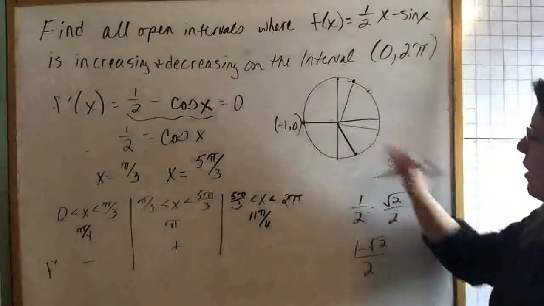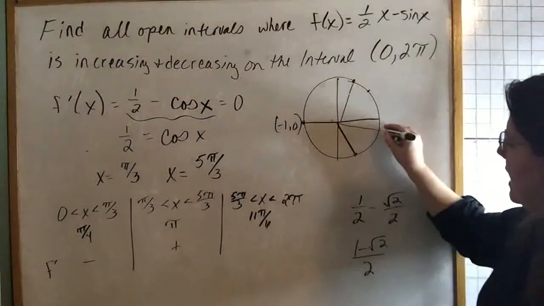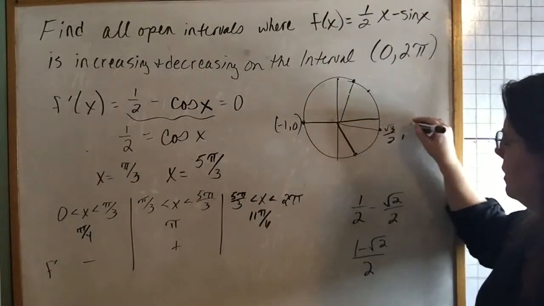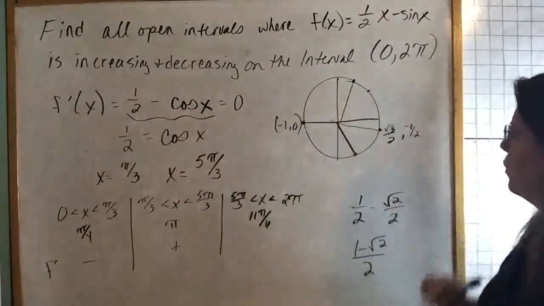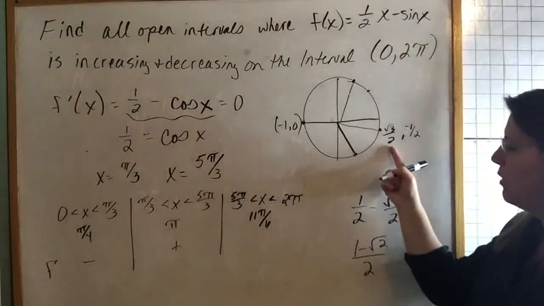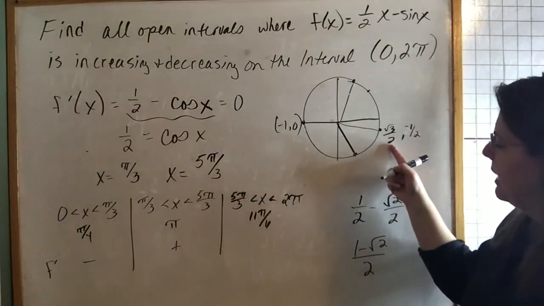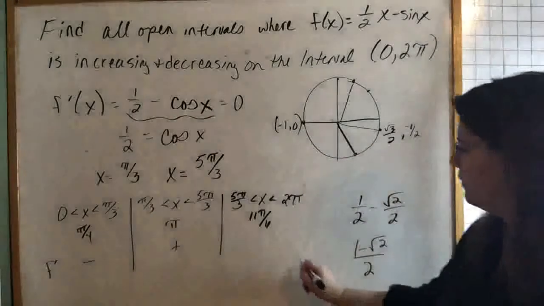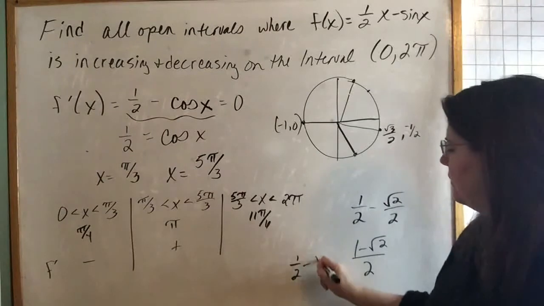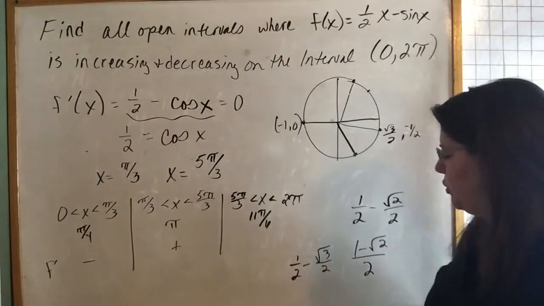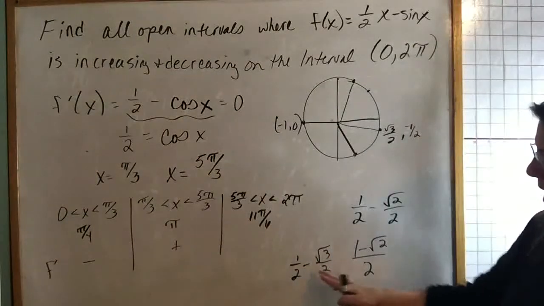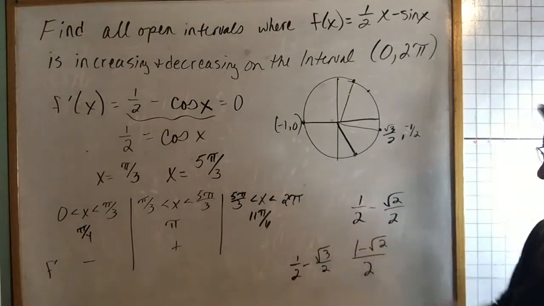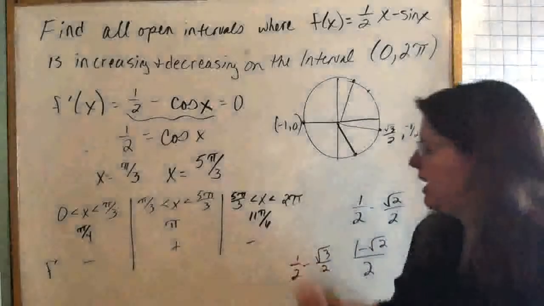And then at 11 pi over 6, the x value would be square root of 3 over 2. Y value would be -1/2. So square root of 3 over 2 would be my cosine of x there. So if we do 1/2 minus square root of 3 over 2, again, that's going to be a negative number because 1 minus square root of 3 is 1.7 something. So that's going to be another negative.